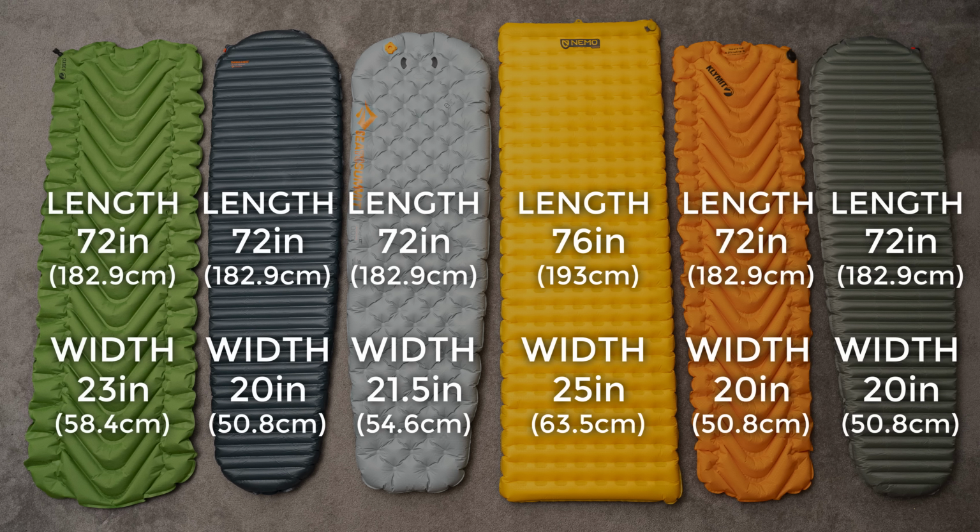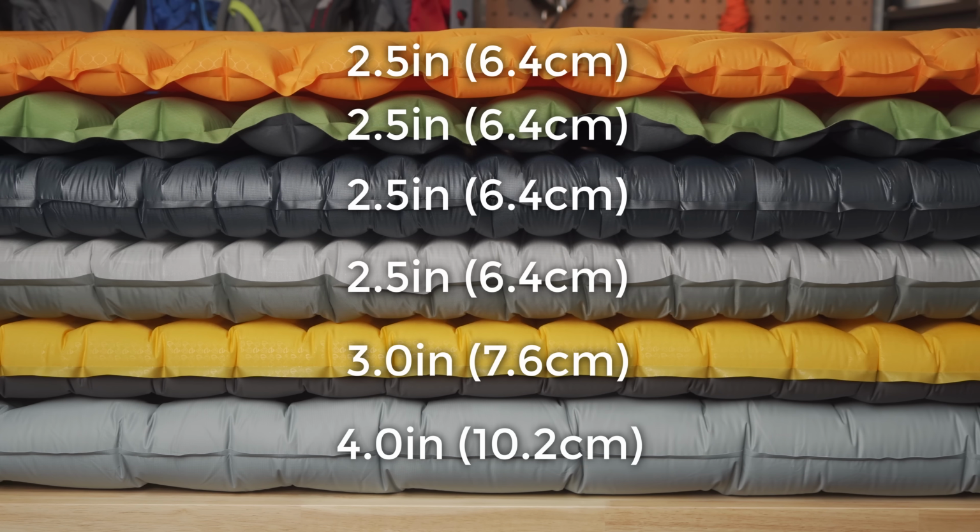Next is the inflated size, and most all of these sleeping pads are available in various sizes, with all the ones that we're looking at today being the regular size, except for the Nemo Tensor, which is a long and wide version. Here is the thickness of each pad, with most of them being 2.5 inches, other than the Nemo at 3 inches, and the Etherlight at 4 inches.